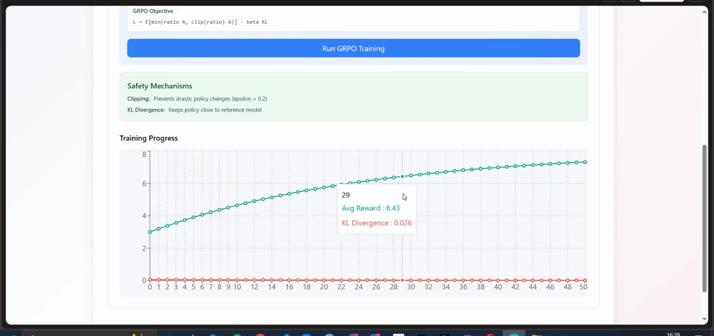And let's look at our training progress. The green line represents the average reward over training iterations, and the red line tracks KL divergence. As you can see, the average reward gradually increases from around 3 to almost 8 over 50 iterations. That means the model is learning; it's producing better responses on average. Meanwhile, the KL line stays flat and low, which shows that the updates are stable and the policy is not drifting too far away from its original behavior. This kind of steady improvement with low instability is exactly what we want to see in reinforcement learning.